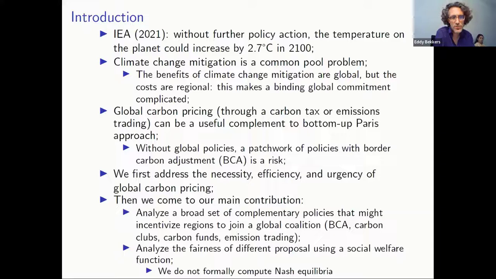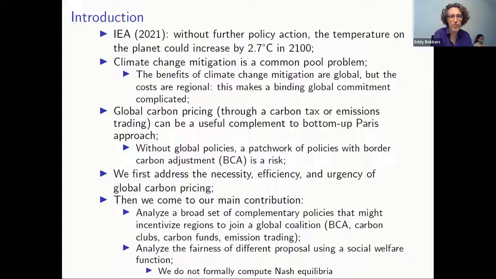And so in our presentation, we first provide some overview on what we call the necessity, efficiency, and urgency of global carbon pricing. And then we move to our main contribution, where we compare different complementary policies to bring us closer to the introduction of global carbon pricing. What we do is we assume that a subset of countries are taking the initiative to introduce global carbon pricing. You could say they are a carbon pricing club. And the question then is, what complementary policies do we need to incentivize other countries to come on board and also introduce carbon pricing?